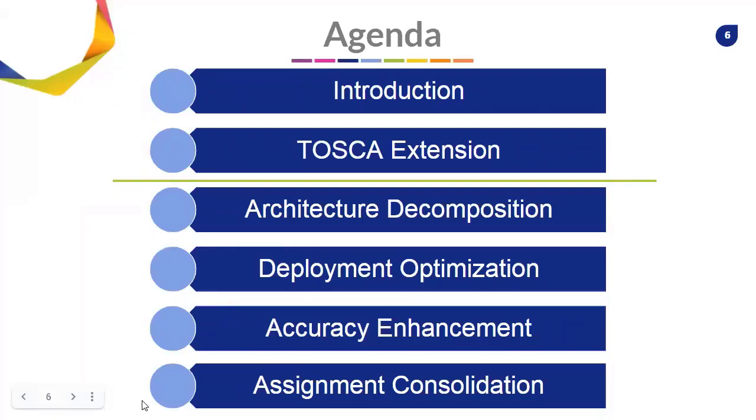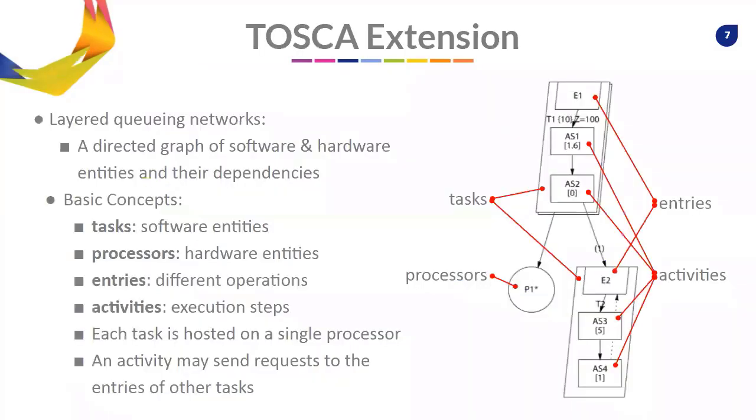Next, I will describe the TOSCA extension needed by the RADON decomposition tool. The RADON decomposition tool is developed based on layered queue networks, which are a performance modeling formalism that is particularly useful for describing distributed systems. A layered queue network can be considered as a directed graph of software and hardware entities and their dependencies. Layered queue networks provide some basic concepts.